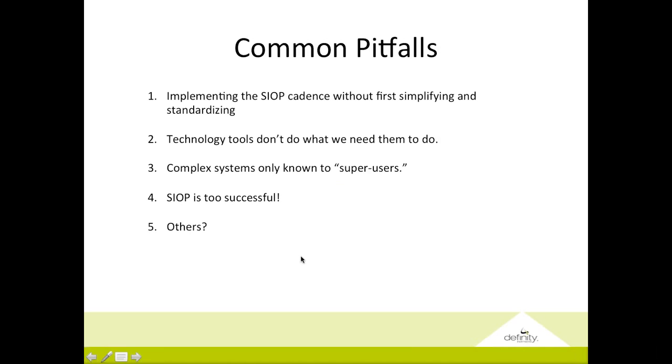And I think that last one, that SIOP's too successful. This is a management system, not a short-term intervention. So when you start to see success in this process, you've got to stay the course and stick with the cadence. It's absolutely critical. There's always a temptation to say, why can't we take our monthly SIOP process and just do it quarterly? Well, you just reduce by 2/3 your ability to be flexible and be proactive. So stay the course when you get the system in place.